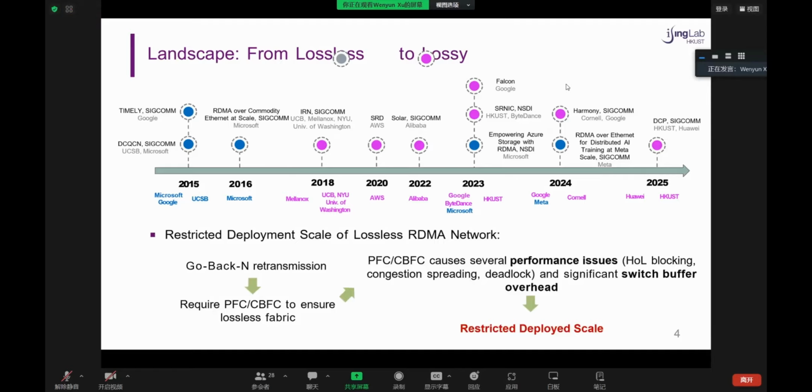However, the deployment scale of lossless RDMA networks is restricted. The reason is that link-level flow control, for example PFC or CBFC, causes several performance issues, like head-of-line blocking, congestion spreading, deadlock, and significant switch buffer overhead. Because of these problems, the deployment scale is limited. Therefore, since 2018, both industry and academia have been exploring efficient RDMA transmission over lossy fabrics. Up to now, almost every leading company has its own customized lossy RDMA solution.